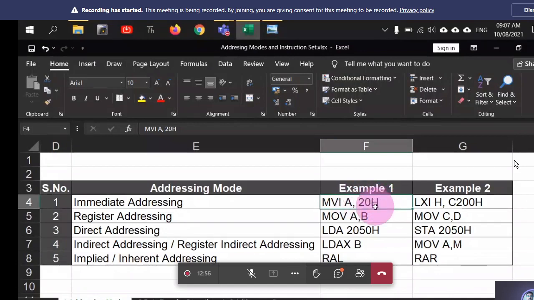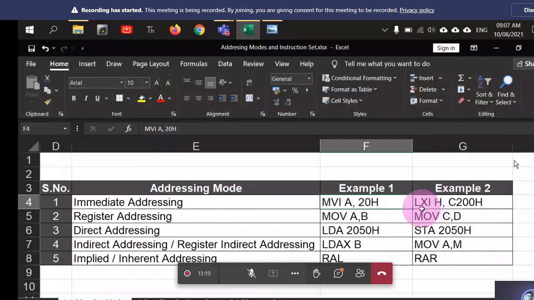This is immediately available as a part of the command. So that is why it is called immediate addressing mode. A command which is similar to MVI A, 20H for 16-bit operation is LXI H, C200H. L means load, X means it is for 16 bits, and I means immediate data. And it should be loaded into H.